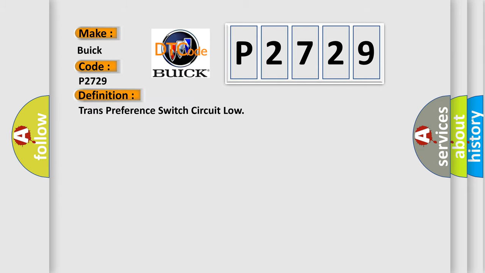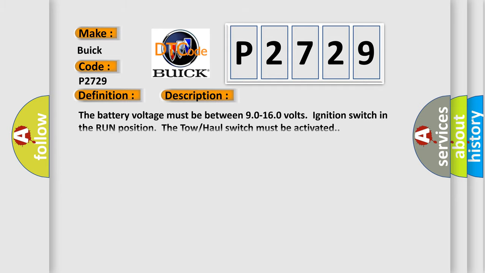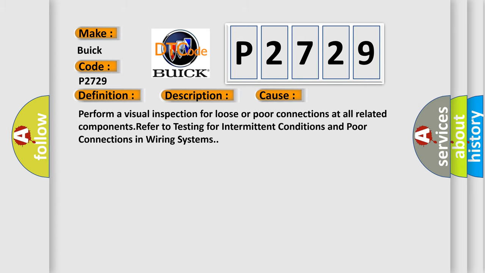The basic definition is trans preference switch circuit low. And now this is a short description of this DTC code. The battery voltage must be between 9.0 to 16.0 volts. Ignition switch in the run position. The tow haul switch must be activated. This diagnostic error occurs most often in these cases: perform a visual inspection for loose or poor connections at all related components. Refer to testing for intermittent conditions and poor connections in wiring systems.